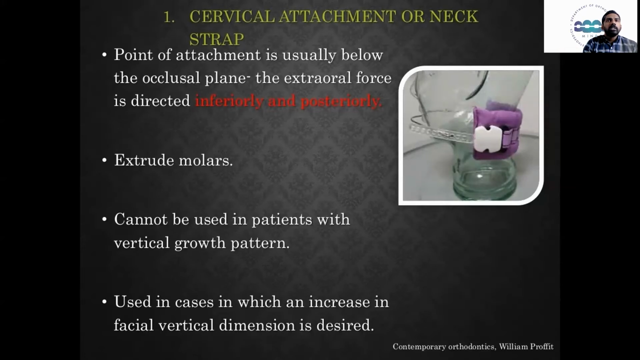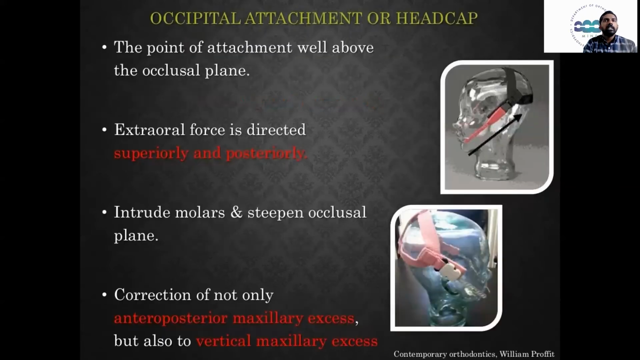Here we can see a cervical headgear, because in cervical headgear the support is taken from the neck. In the occipital headgear, as the name indicates, the support is taken from the occipital bone. So occipital headgear is commonly used if the patient has a vertical growth pattern, the maxilla is forwardly placed with a vertical growth pattern, or the patient has a vertical maxillary excess. We can directly go for the occipital headgear.